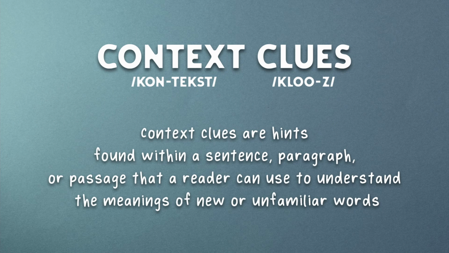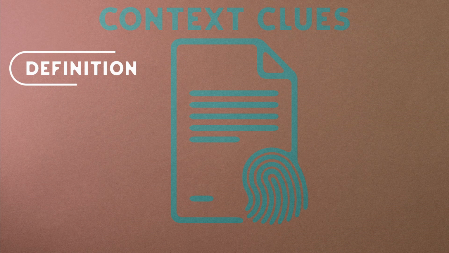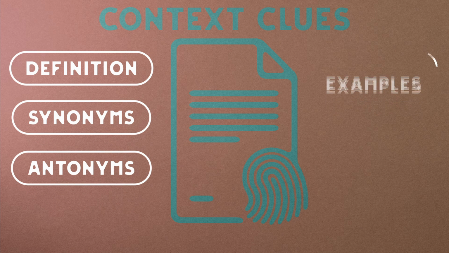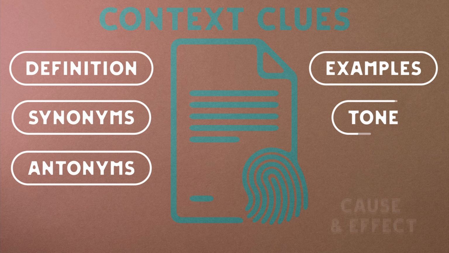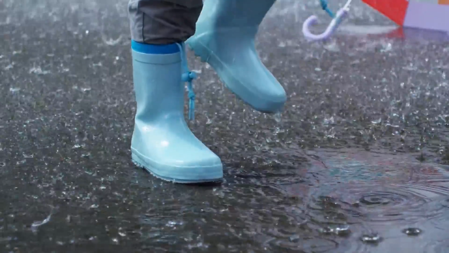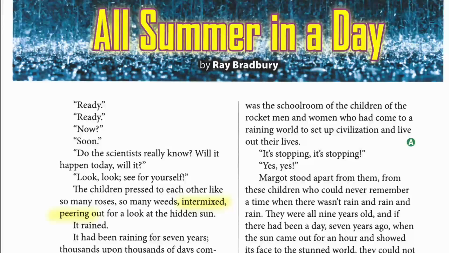Context clues are words that surround an unknown word. We're looking for a definition, synonyms, antonyms, examples, tone, or cause and effect. We can also use our own experiences to guess the meaning based on the other parts of the story. And we can examine the word for a root word, prefixes, and suffixes that we might already know.